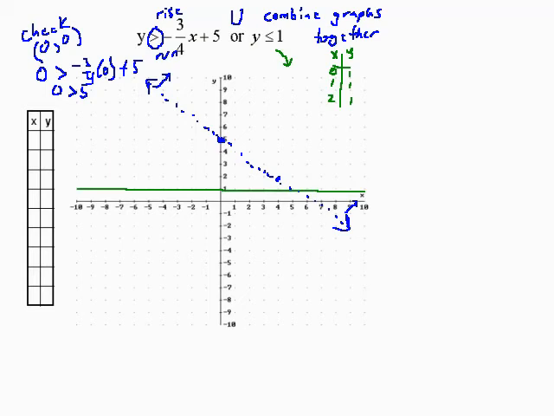And it is solid. Why? Why is it solid? It's got the equal to, Young. So which way would I shade on this line? Well, since it's less than or equal to 1, all numbers on y less than or equal to 1 would go south or down. All right, so here comes the final answer.